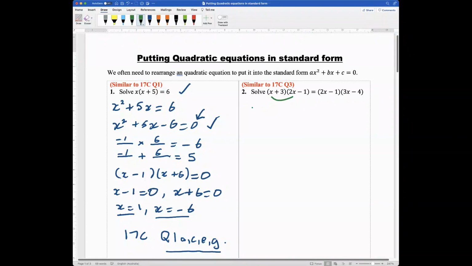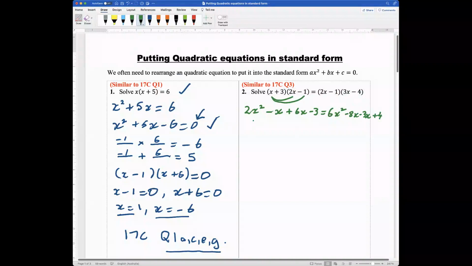So you're going to go 2x times 2x is 2x squared. Then you're going to go x times negative 1 is negative x. Then 3 times 2x is 6x. And then 3 times negative 1 is negative 3. And then on the other side, you'll have 2x times 3x is 6x squared. 2x times negative 4 is negative 8x. Negative 1 times 3x is negative 3x. Negative 1 times negative 4 is positive 4.